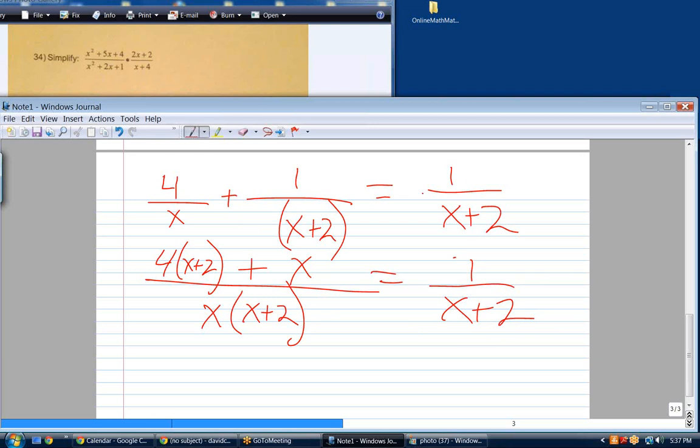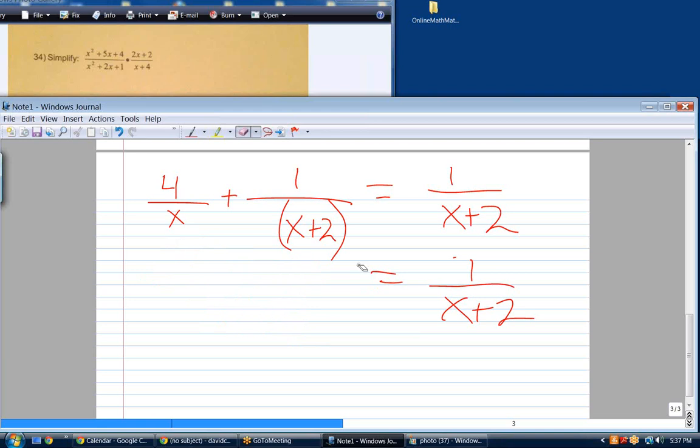I can multiply both sides of an equation by anything I want. It doesn't matter as long as I do it to both sides. If I'm changing a fraction, I can't just do anything I want to 4 over x, but I can multiply it by the number 1. So I can multiply this by x plus 2 over x plus 2 to get that common denominator, but that's it. I can only multiply a fraction by the number 1. But I can multiply both sides of an equation by anything I want.